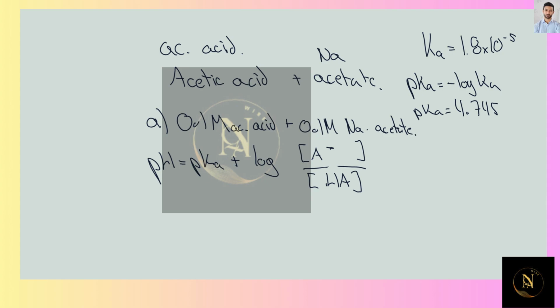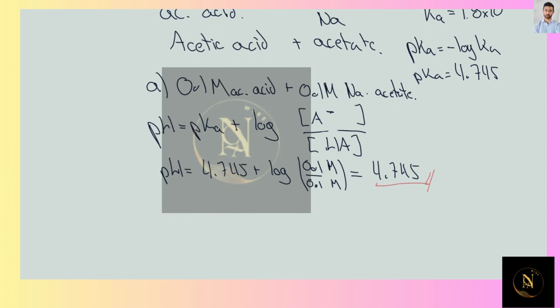So in this case, concentrations are equal. pH is equal to pKa, that is 4.745, plus logarithm of 0.1 divided by 0.1 molar. This is equal to 4.745. Remember that logarithm of 1 is equal to 0, and whenever we have the same concentrations of the acid and its conjugate base, the pH is going to be equal to the pKa.